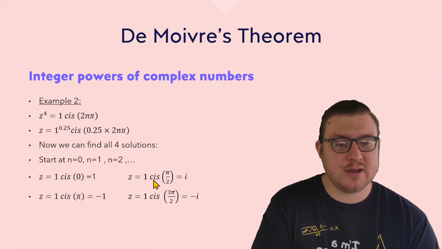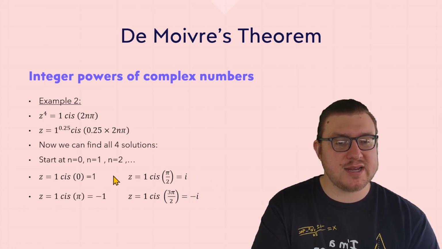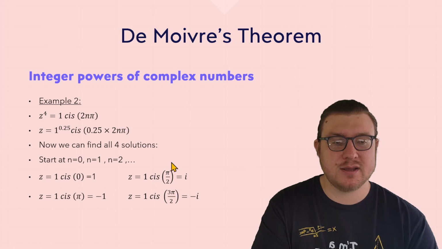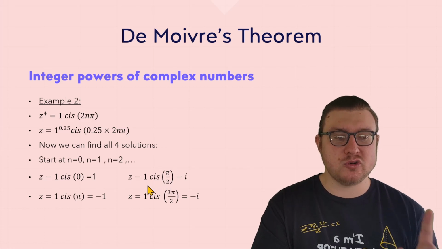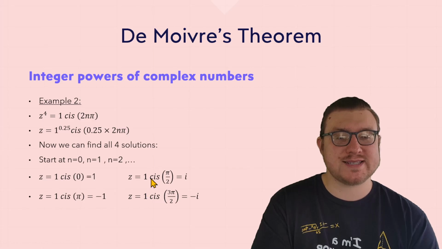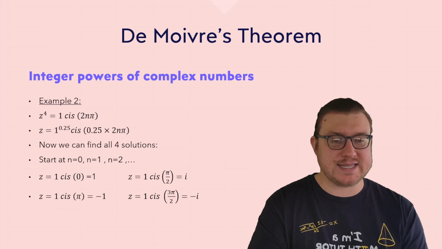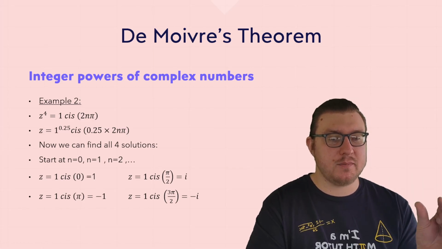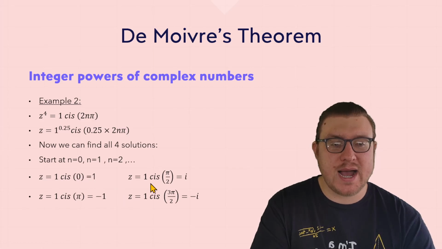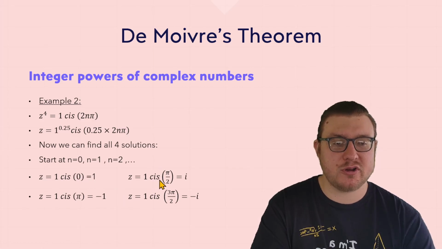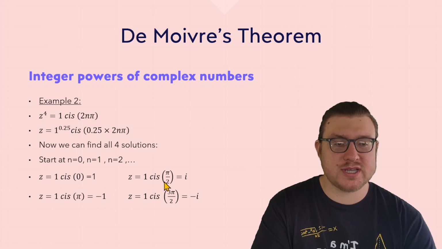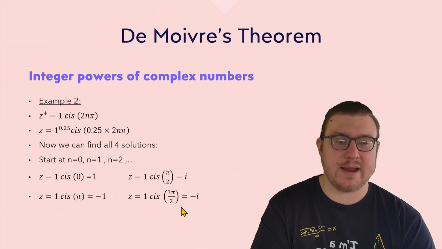And here, if you want to transform this to rectangular form, which we have here at the end, then remember we need to do what we discussed before. What does cis mean? Cosine of the angle plus i times sine of the angle, here pi over 2. So the real part is cosine, the imaginary part is sine. Cosine of pi over 2 is 0, sine of pi over 2 is 1, which is 1i.